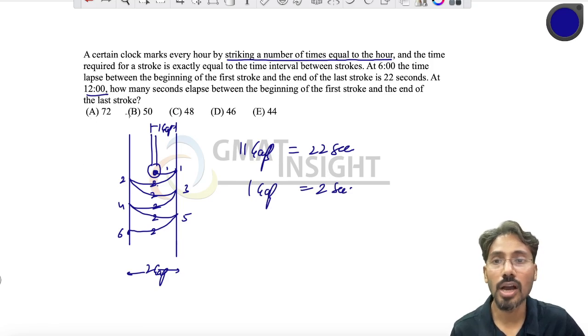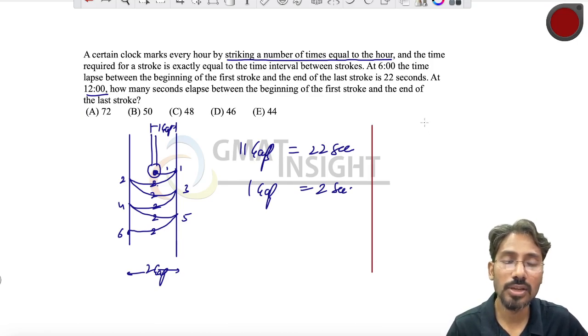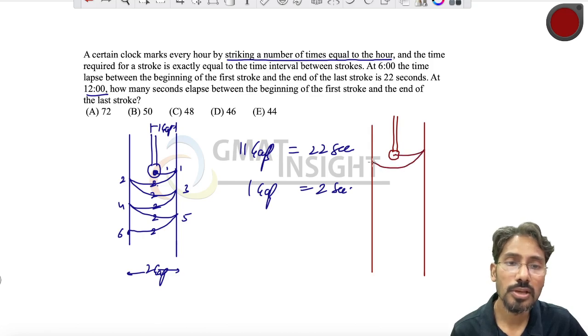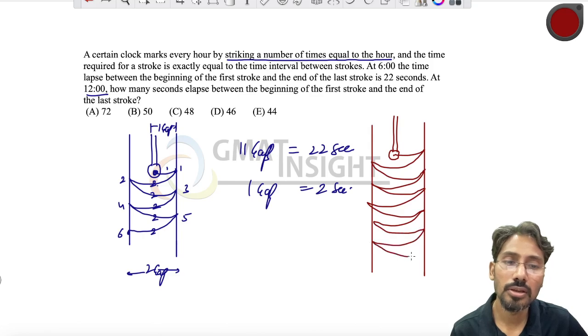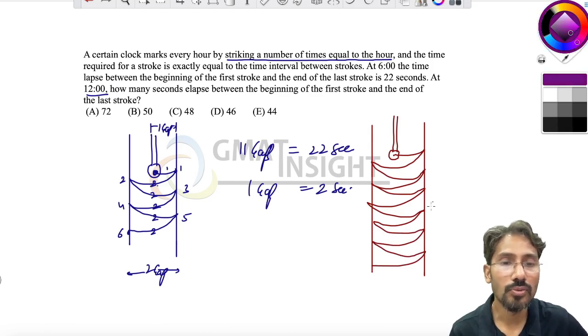At 12 o'clock, how many seconds elapse between the beginning of the first stroke and the end of the last stroke? Now let's quickly understand this part as well. Once again I'll draw the same diagram so that we can relate the two things. We have the pendulum here and we have 12 strokes at 12 o'clock. So first stroke, second, third, fourth, fifth, sixth, seventh, eighth, ninth, 10th, 11th, 12th. Right? How many gaps? Let's count them.